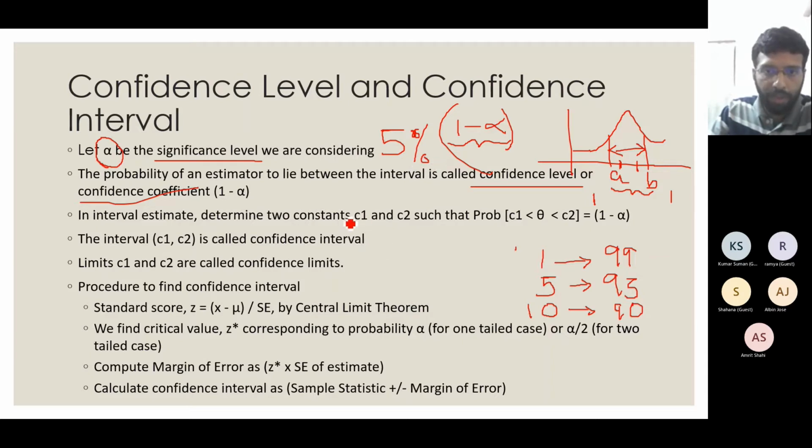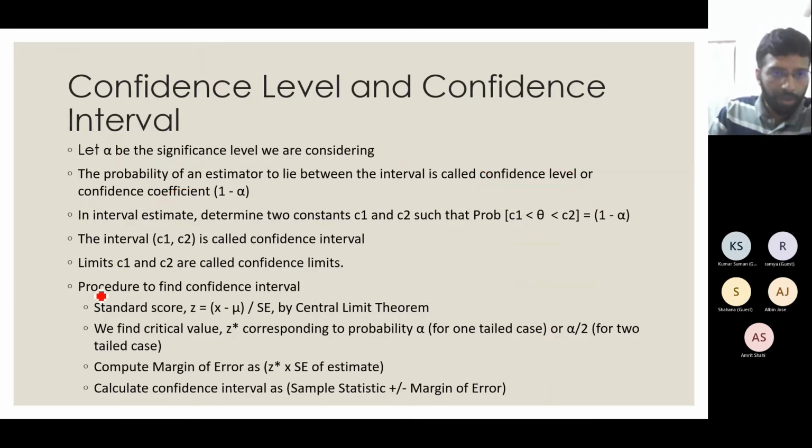Whatever value I am writing on the left side is actually what I want to reject. That is the sum of the area on this side and the area on this side. In the 1% case, I want this area plus this area to be 1%, so I am including the maximum points inside my interval. When I go to 5%, I move my interval A further inside and interval B further inside, so that the area of my tails increases and the net area, my acceptance region, reduces to 95%. Similarly, going to 10%.